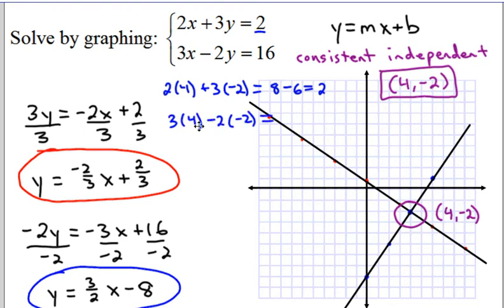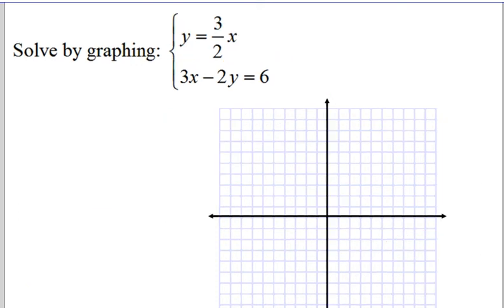If I do it in the other one, I get 3 times 4 minus 2 times -2. See, 3 times 4 is 12. -2 times -2 is 4. 12 plus 4 is 16. I feel good about my answers. So the solution to this system is the point 4, -2. Right? We're looking for the point where they intersect. We call it a consistent system because there was an answer, and it's independent because there's one answer. All right, let's do another one.